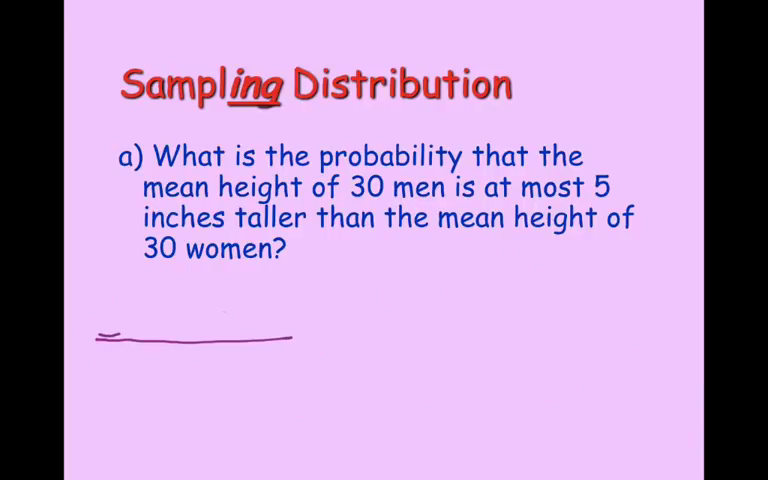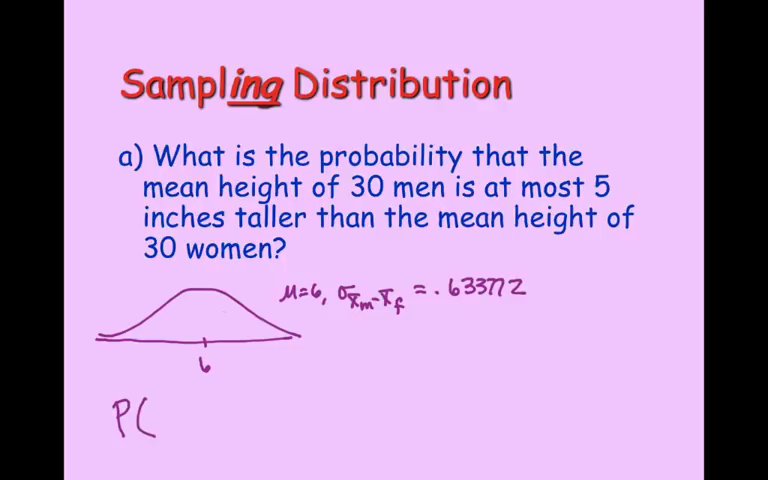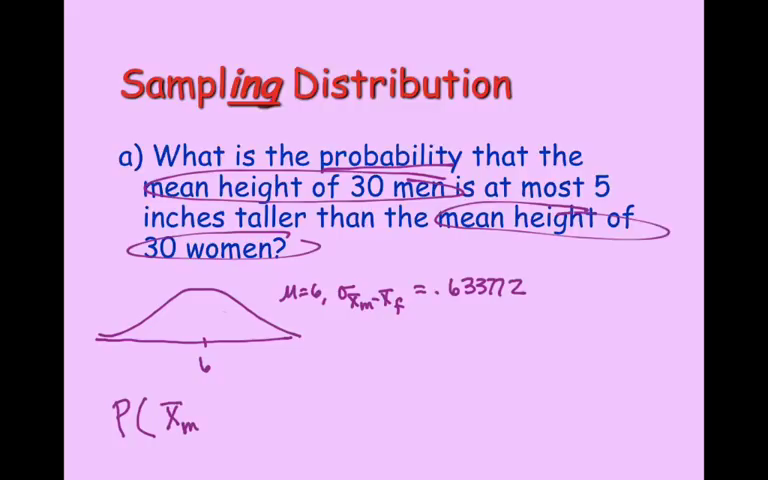So now let's draw this curve again. We've now got a normal curve centered at a mean of 6. And our standard deviation for sampling distributions of sample sizes of 30 is 0.633772. So now our probability calculation, we want to find the probability that the mean height of 30 men is at most 5 inches taller than the mean height of 30 women. In other words, our mean height of men minus our mean height of women, sample size of 30, is less than or equal to 5.